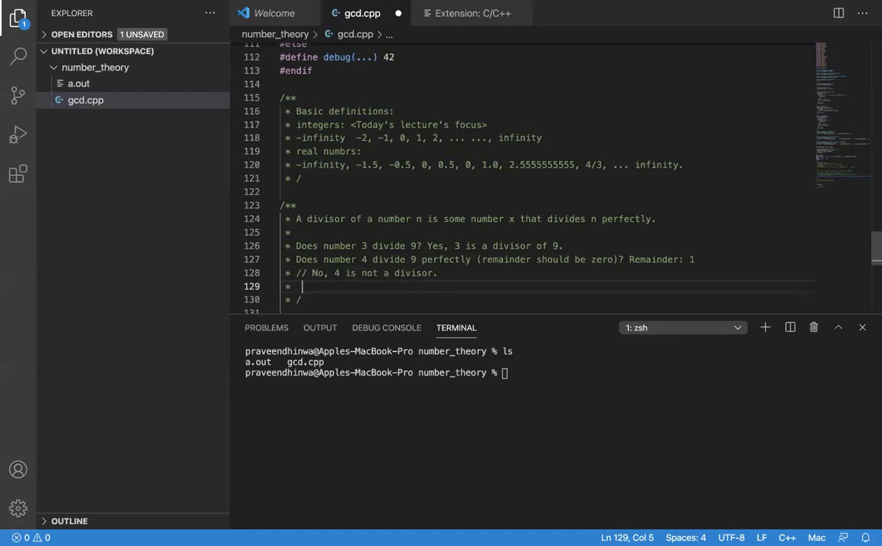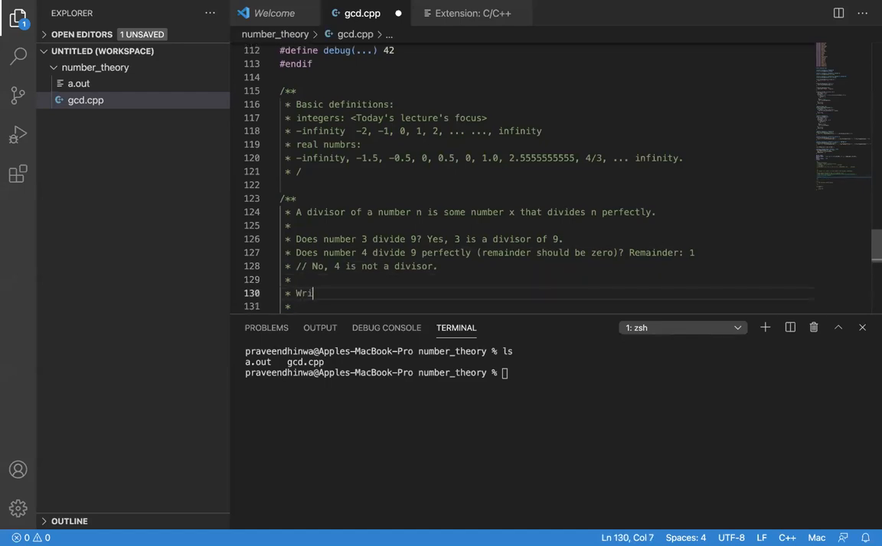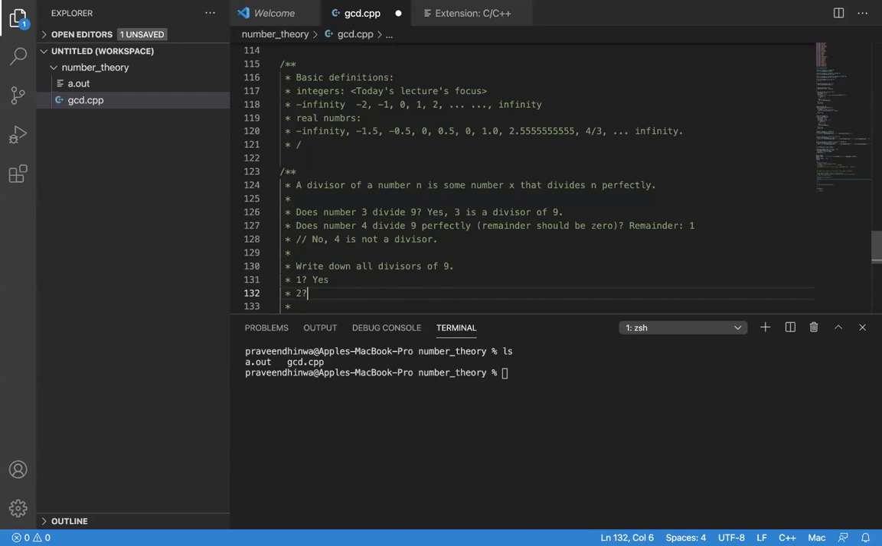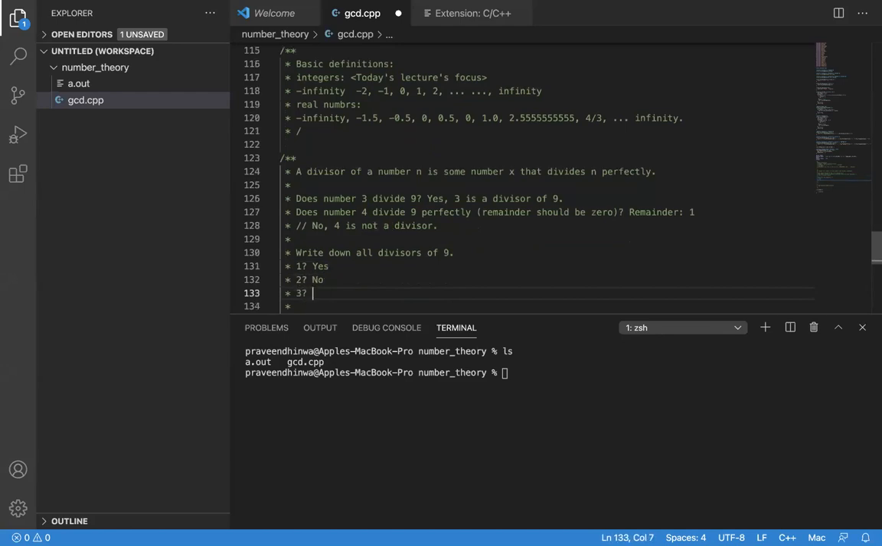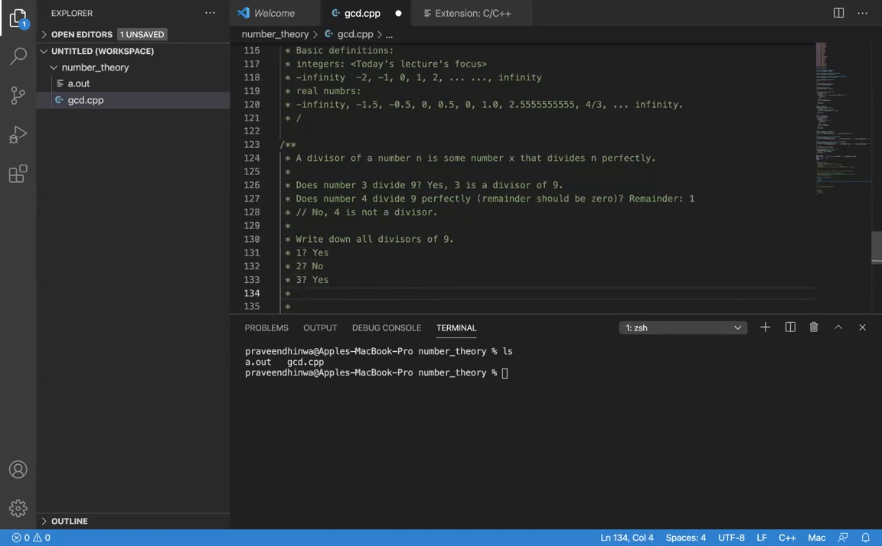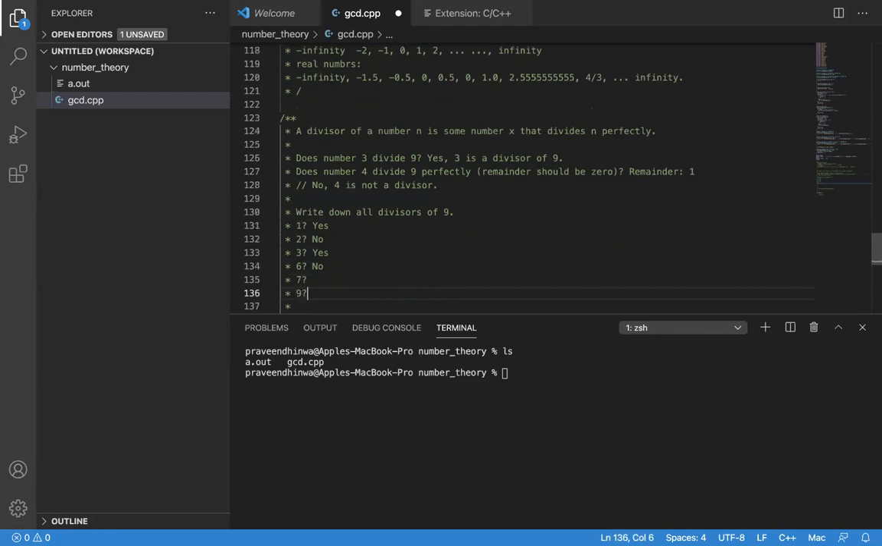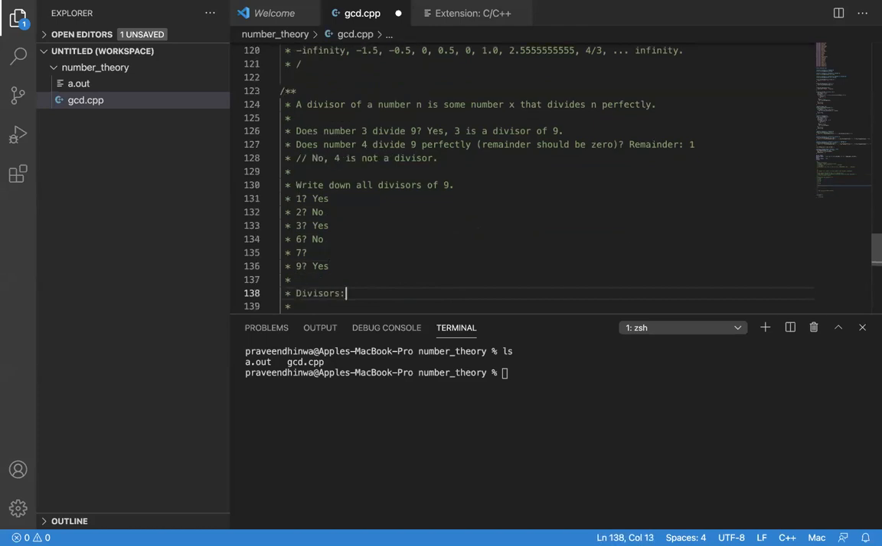Fine. So let's write down all divisors of 9. Is number 1 a divisor? Yes. Is number 2 a divisor? No. Number 3? Yes. Is 4 a divisor? No. 5? No. 6? No. 7? No. 8? No. 9? Yes. So the divisors are 1, 3, and 9.